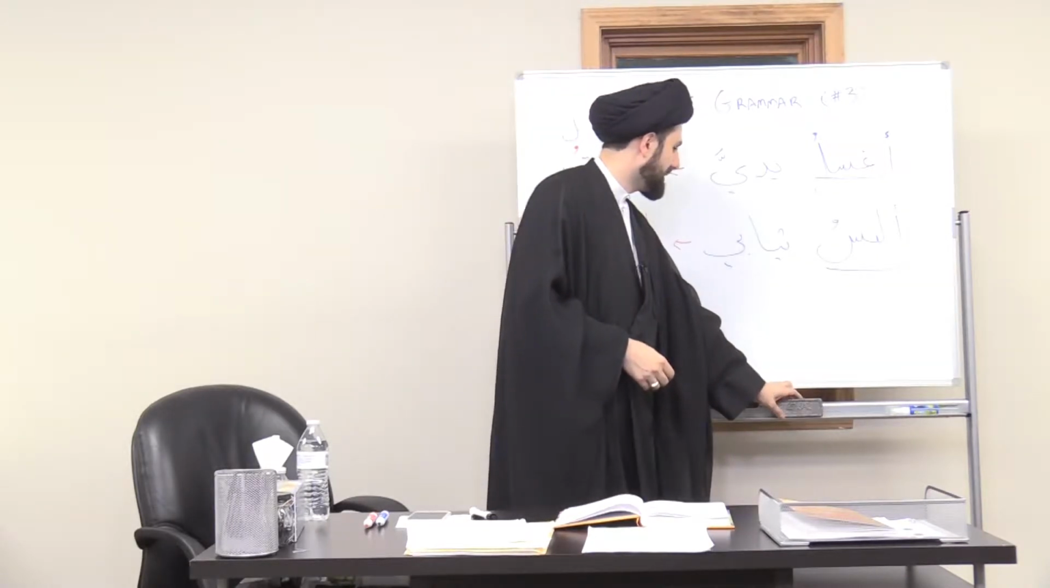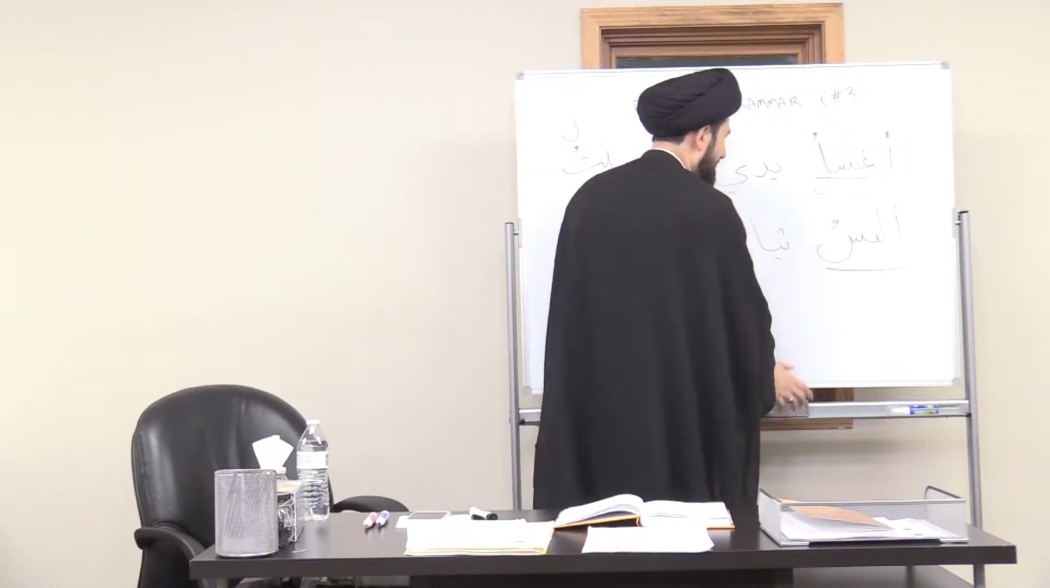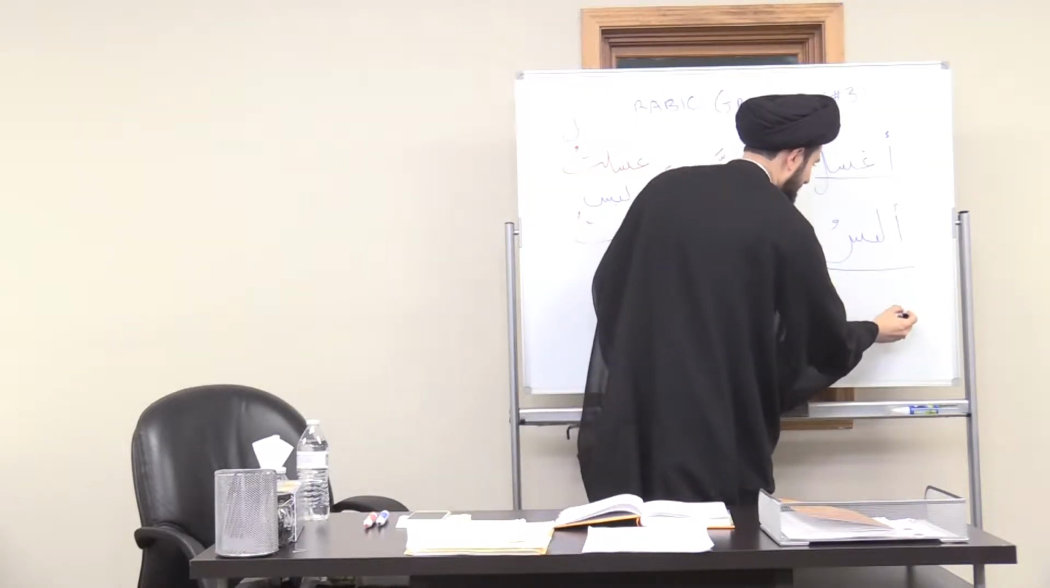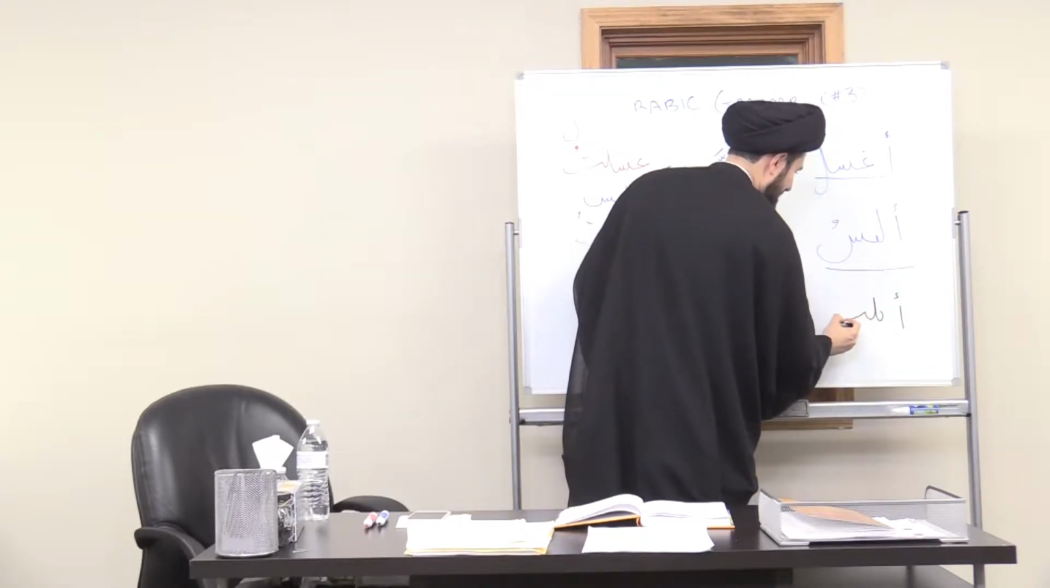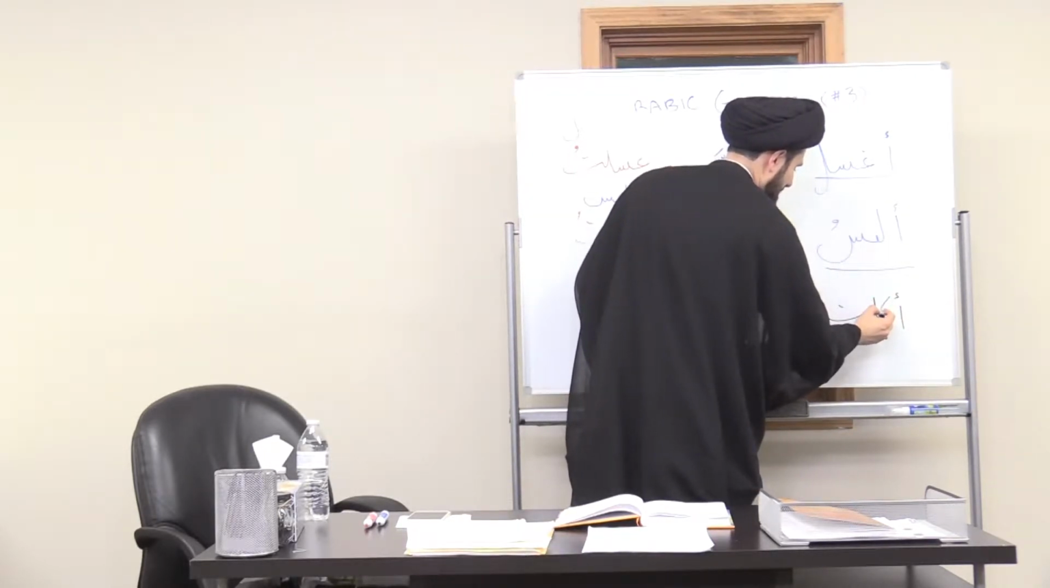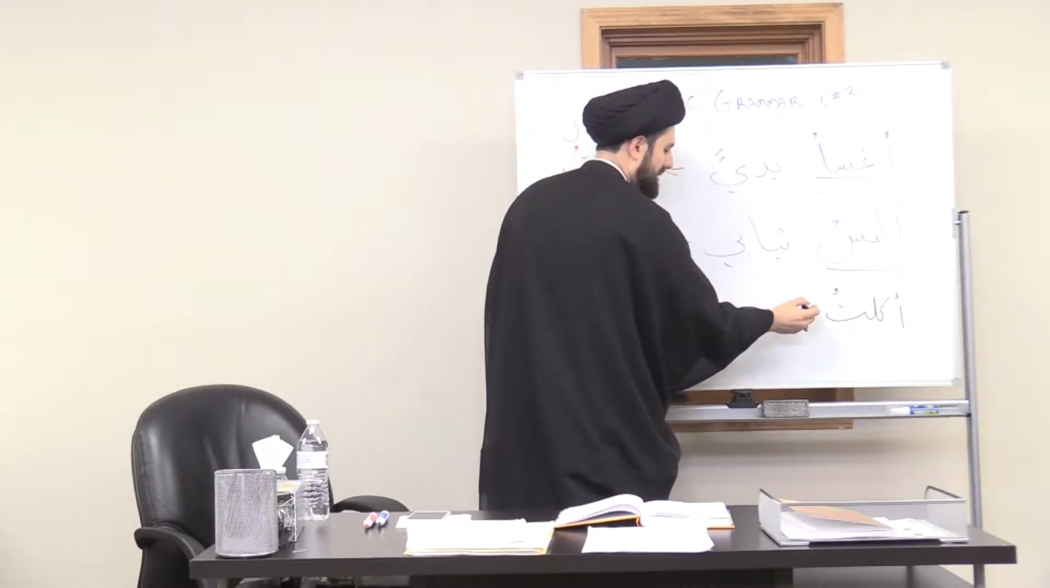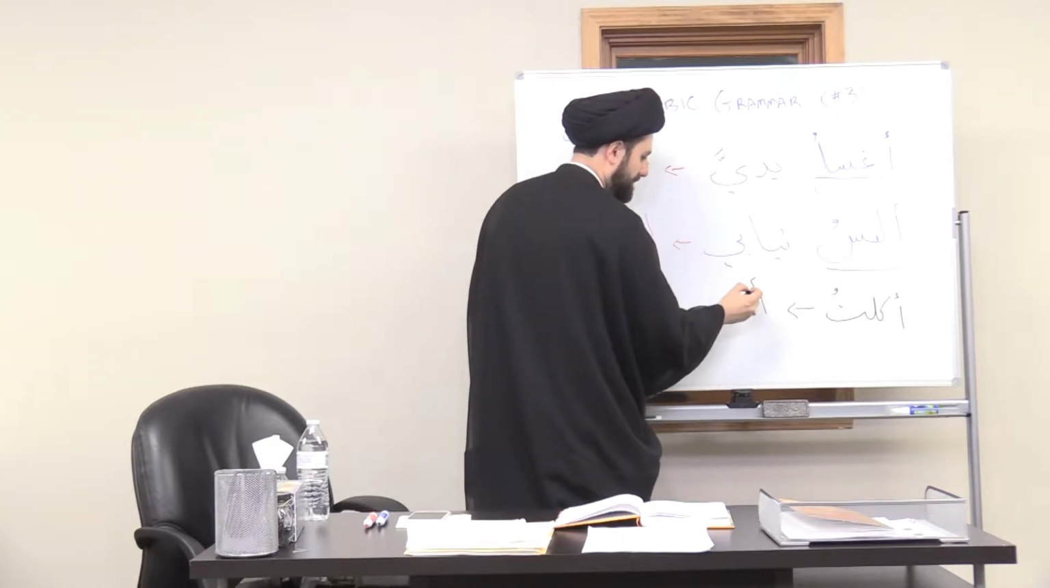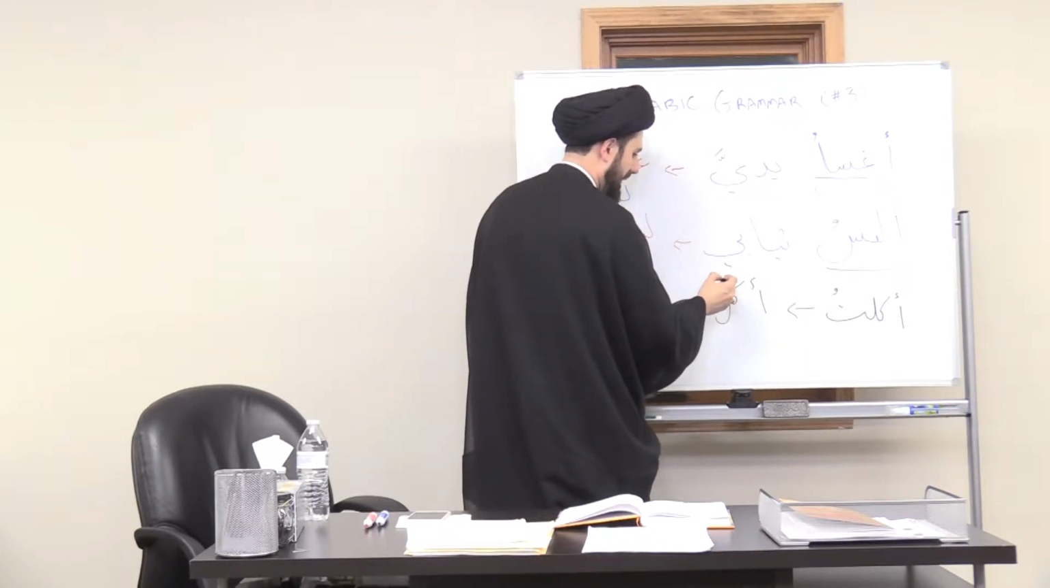Let's give some more examples to clarify this. So, someone give me a verb, a past tense verb. Any verb in Arabic. أكلت. Or give me a more simple one where you're referring to another person who ate. أكل. Right? أكلت is I ate. أكل is he ate.